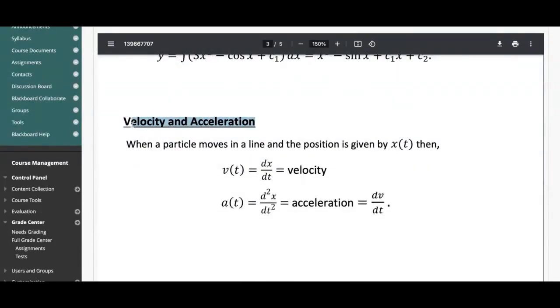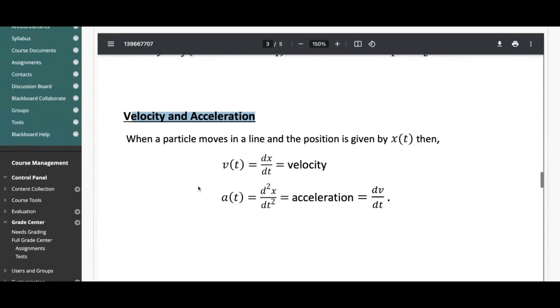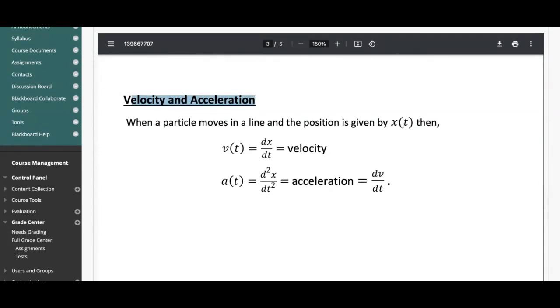Okay, velocity and acceleration. If we use x of t to represent a particle's trajectory, and we use v of t representing velocity, the rate of change, or x prime of t, or dx/dt. This is just representation. Don't feel weird about x. We could use any variable we want.